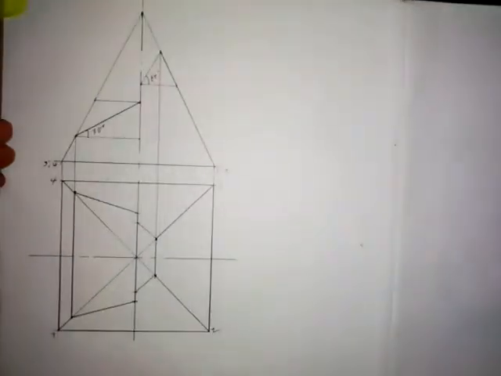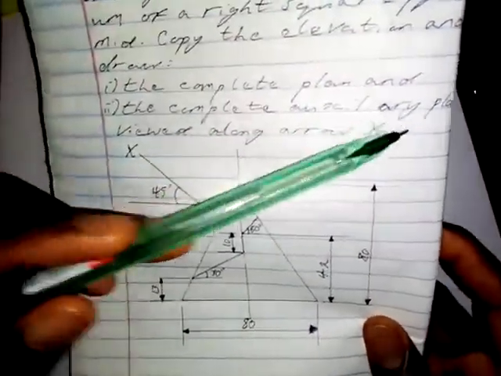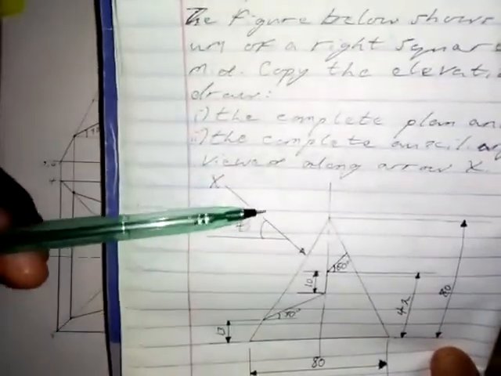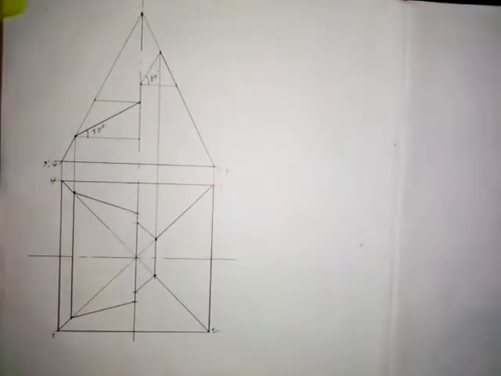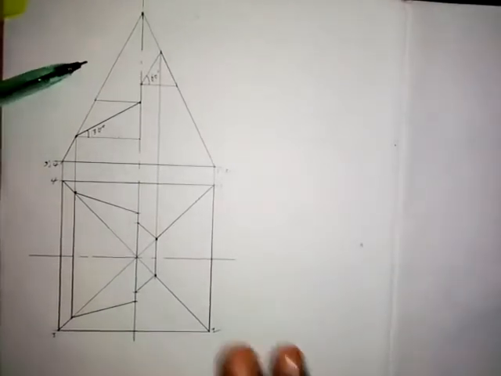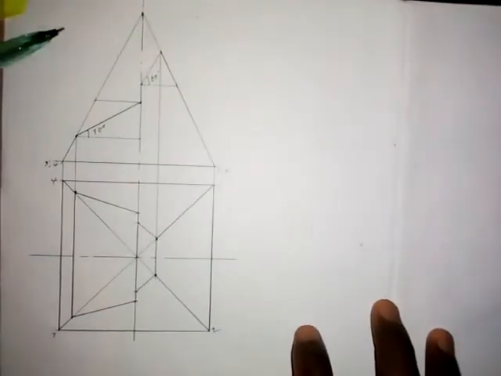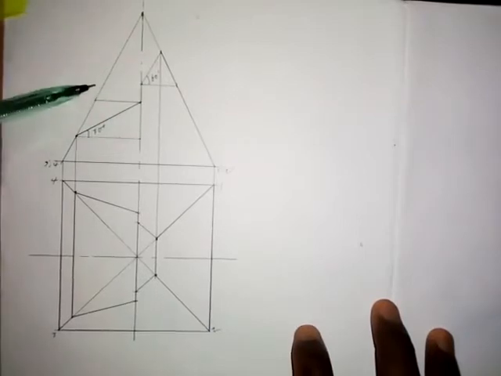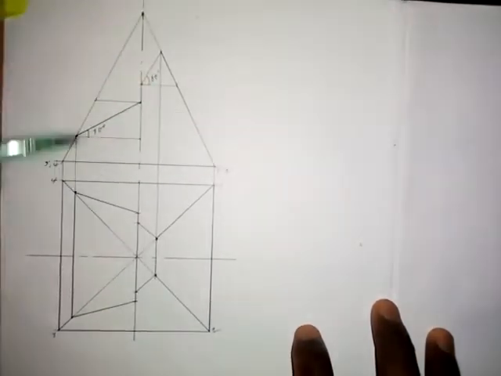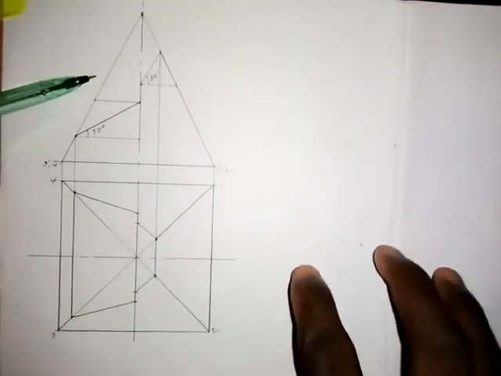So the next thing that we're asked to do is to draw the complete auxiliary plan viewed along arrow X. So this is arrow X. The arrow is inclined at angle 45 degrees to the horizontal, so in this case we have to make use of our 45 degrees set square. The auxiliary plan will be located here. The auxiliary plan is projected out from the elevation, so you have to draw lines at that particular angle from the elevation for you to draw an auxiliary plan.